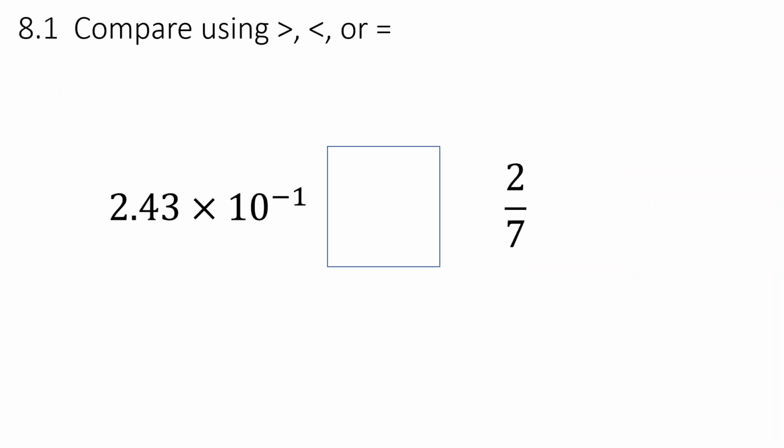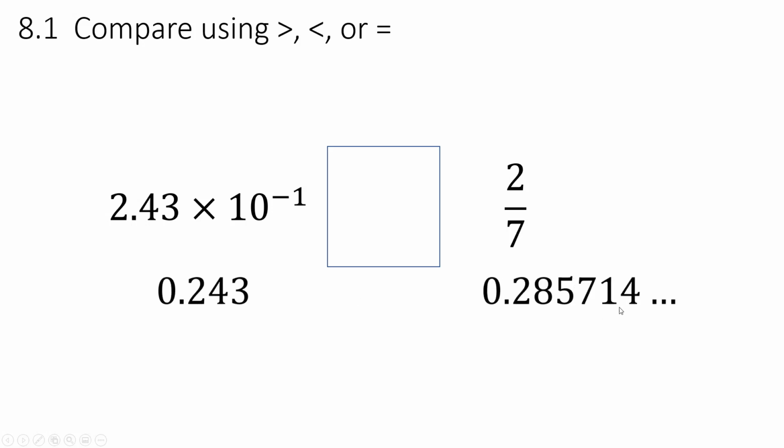All right, so we're comparing two numbers. The one on the left is written in scientific notation, and the one on the right is a fraction. Hopefully you know that 2.43 times 10 to the negative 1 means just slide the decimal to the left one place. And 2/7 is going to be 0.285714285714, going on and on forever.